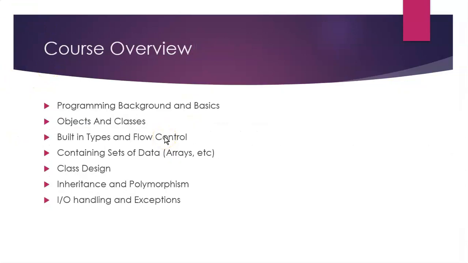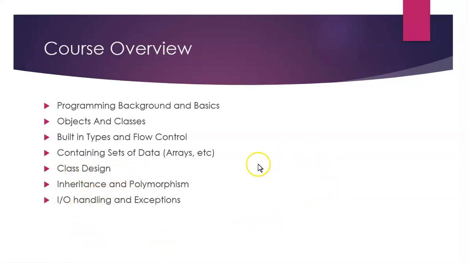Let's talk about what the course is going to actually be about. The course is going to cover the following topics: programming basics and backgrounds, what is programming, etc. Now, you should have already taken CSC 121, so you should have a grounding in programming and be familiar with objects and classes. This is very similar to what you've learned in other CSC courses. We're going to talk about the fundamental building blocks of a program: built-in types, flow control, if statements, while statements. We'll go on to talk about sets of data, arrays, how to deal with data in various forms.